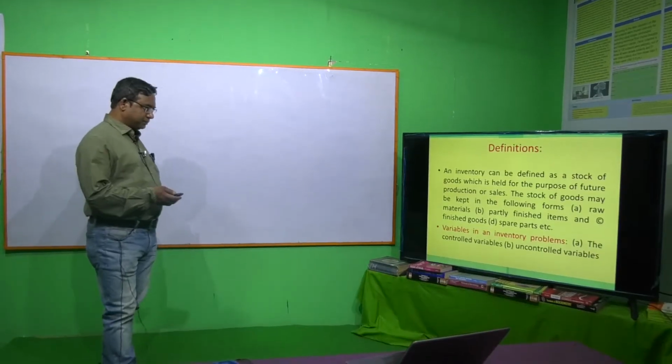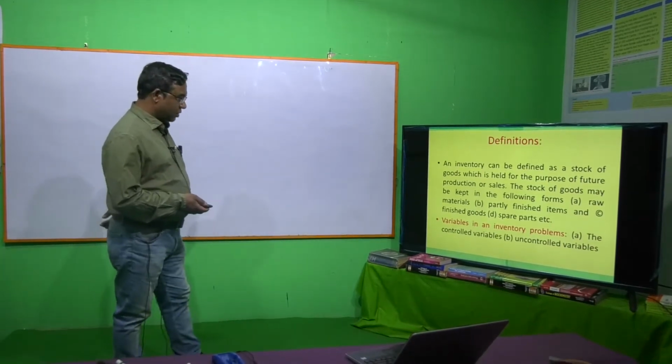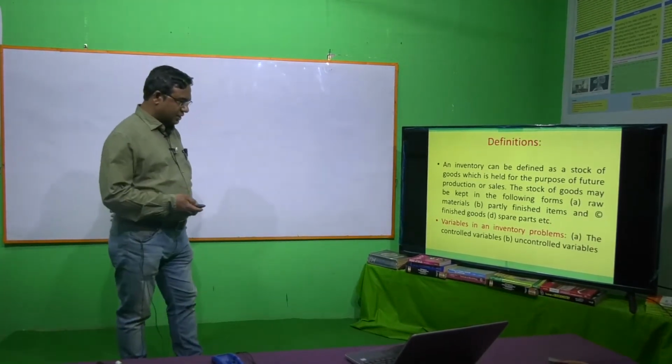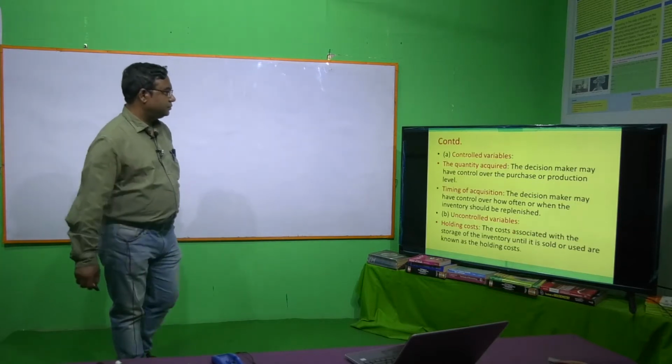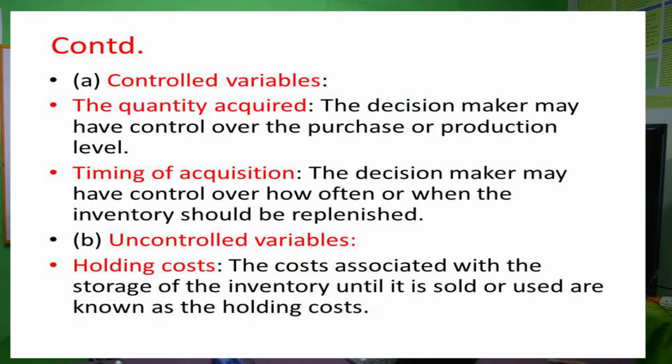In an inventory problem, there are two variables. One is the controlled variables, another is uncontrolled variables. In controlled variables, there are some terms. The quantity acquired: the decision maker may have control over the purchase or production level. Then timing of acquisition: the decision maker may have control over how often or when the inventory should be replenished. So these can be controlled by the decision makers.